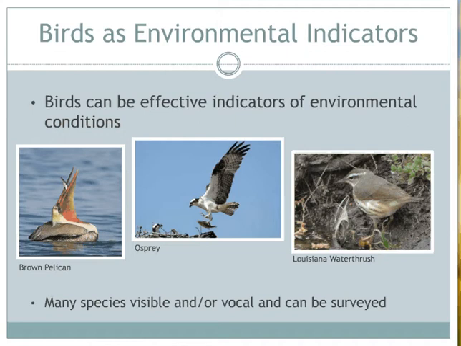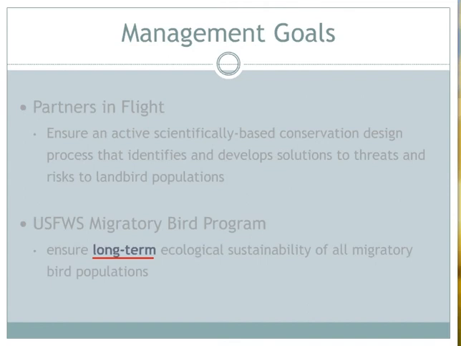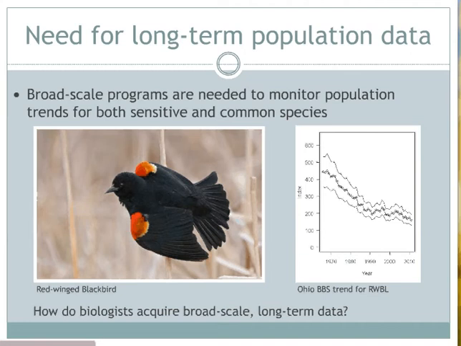We all know that birds can be effective indicators of environmental conditions. Most species are very visible or very vocal and are easily picked up on surveys. If we take a look at some of the wording and the management goals or mission statements of various agencies, we see terms like active scientific-based conservation and long-term ecological sustainability. I'd like to pull out one of those in particular, and that's long-term. This shows up in most agencies' mission statements or in their guidelines. And really, there's a need for long-term population data to monitor both sensitive and common species.